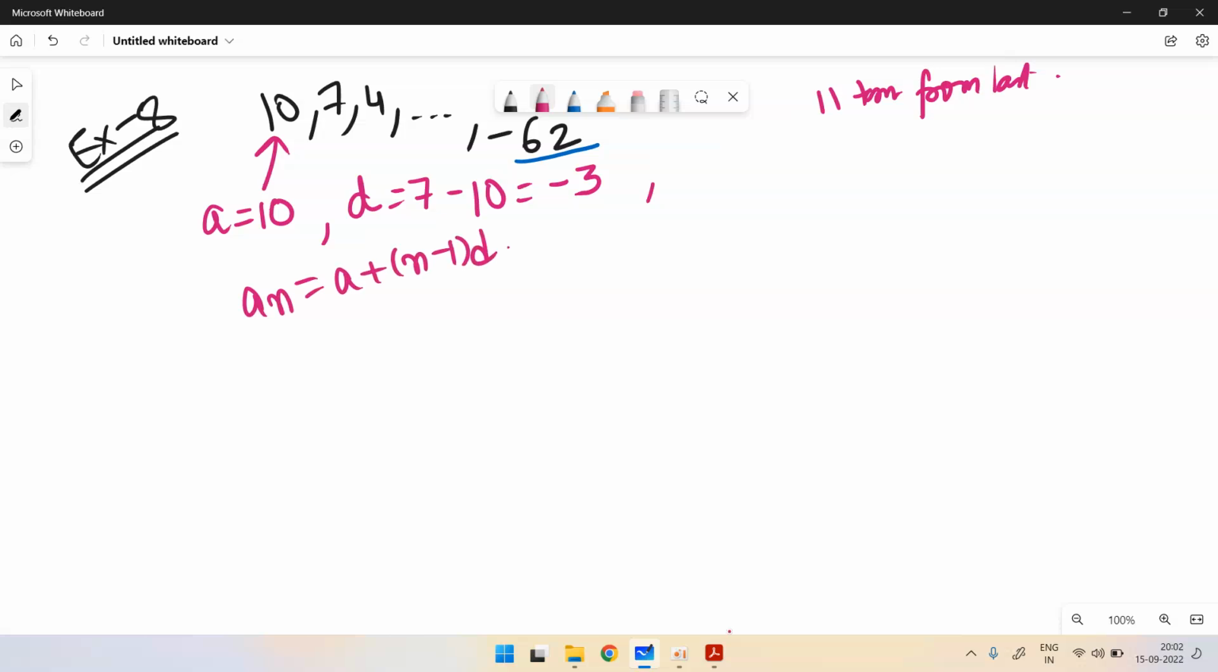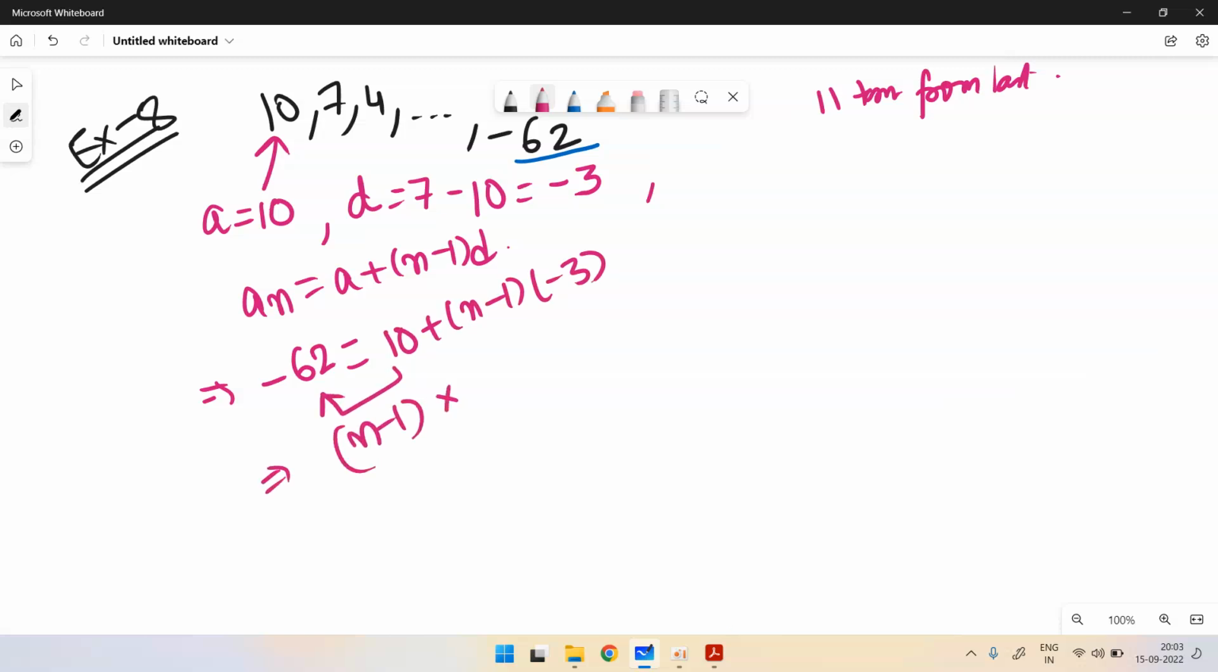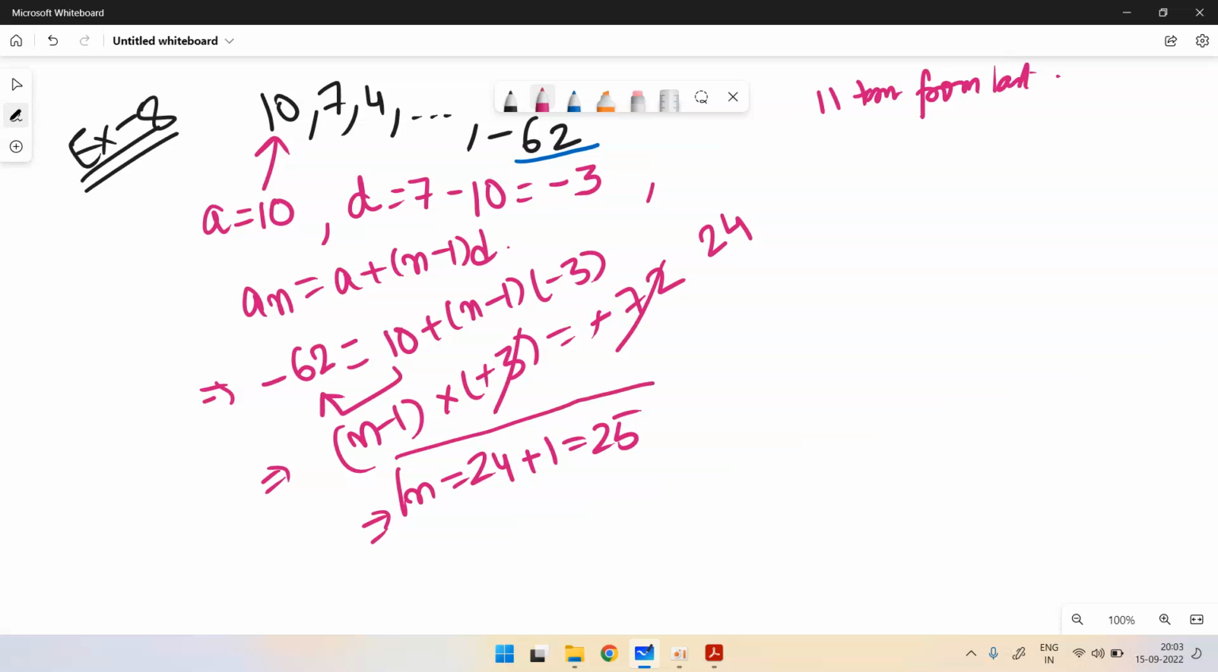You know that a_n is equal to a plus n minus 1 d. Now if you put a_n as minus 62, you will get how many terms are there in the series. So minus 62 equals 10 plus n minus 1 into minus 3. Then you will have minus 62 minus 10, which is minus 72. If you divide by 3, the minus signs get cancelled, and 3 into 24 is 72, which implies that n minus 1 is 24. So the value of n is 24 plus 1, nothing but 25.